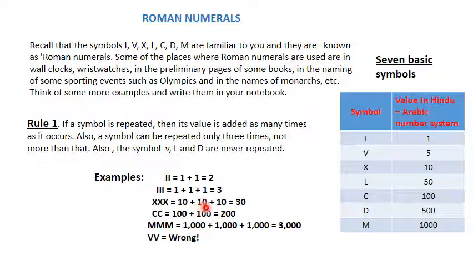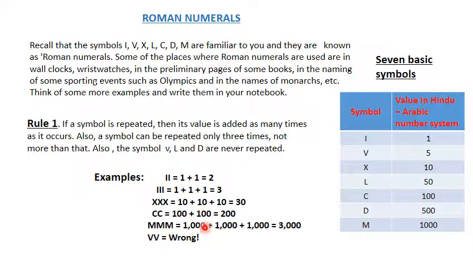What are we doing here? We are adding the value of the symbol. So here the answer is 30. C is repeated 2 times. So what are we going to do? We are going to add its value. The value of symbol C is 100, and it is written 2 times, so 100 plus 100 becomes 200.